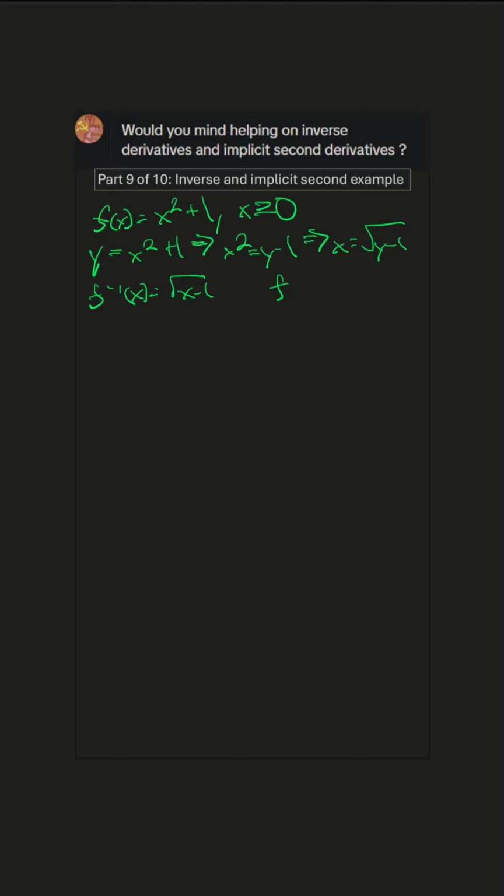Now let's find the derivative. So f prime of x equals, that's just 2x. Okay, so recall the formula for the inverse derivative. So f inverse prime of x equals 1 over f prime of f inverse of x. There we go. Now we just plug stuff in.